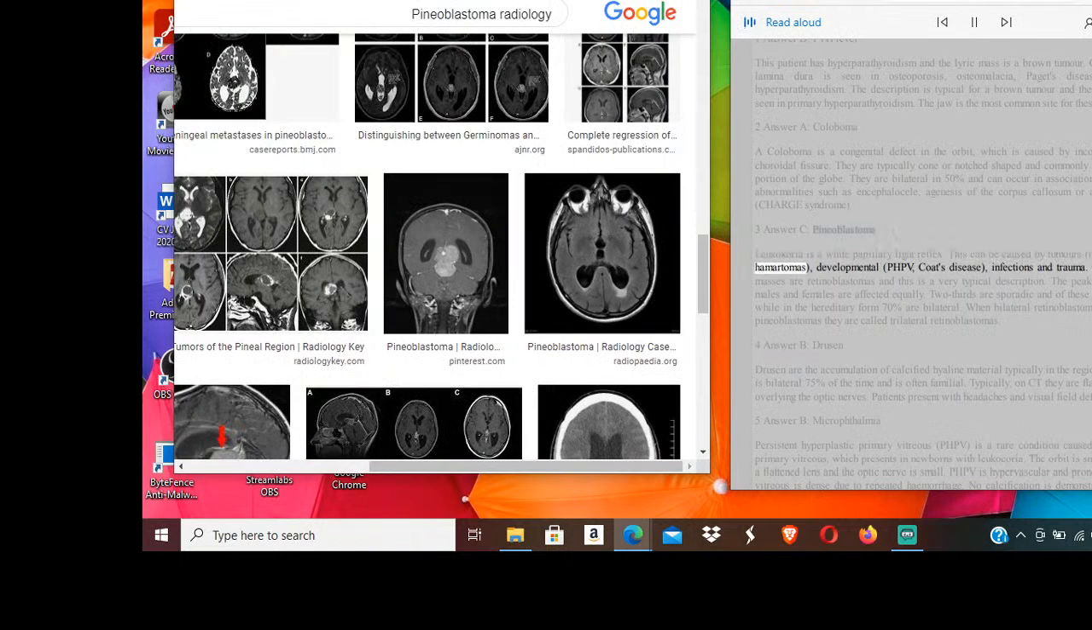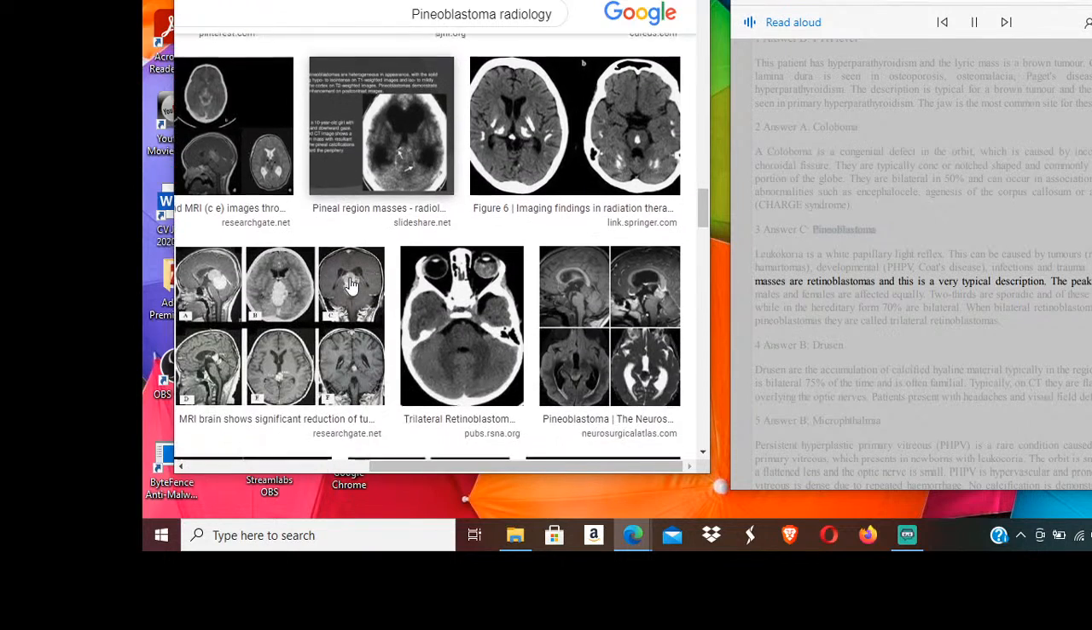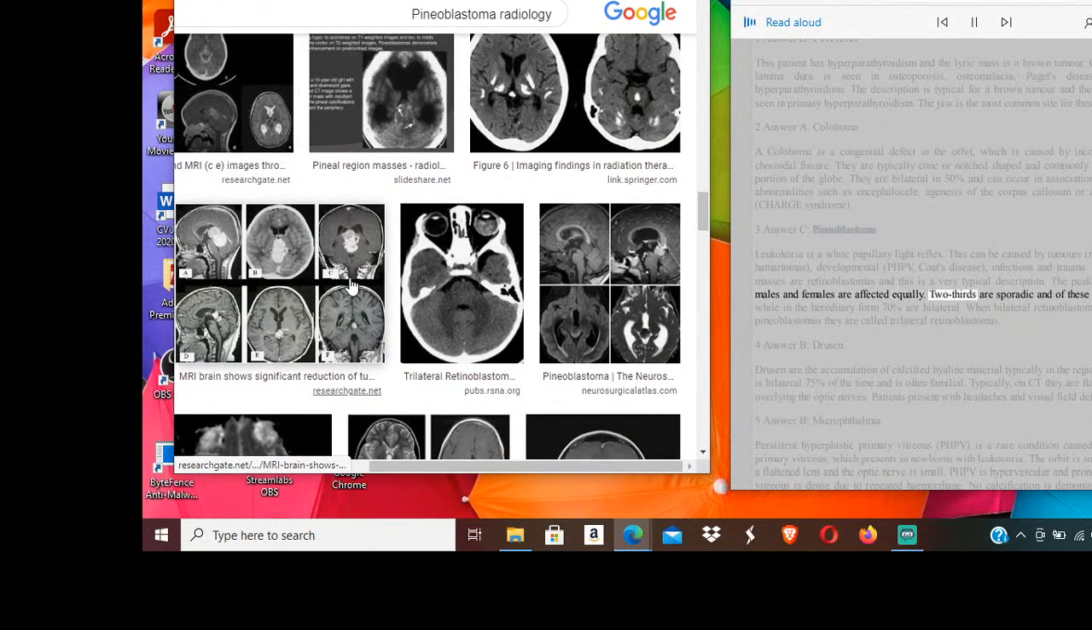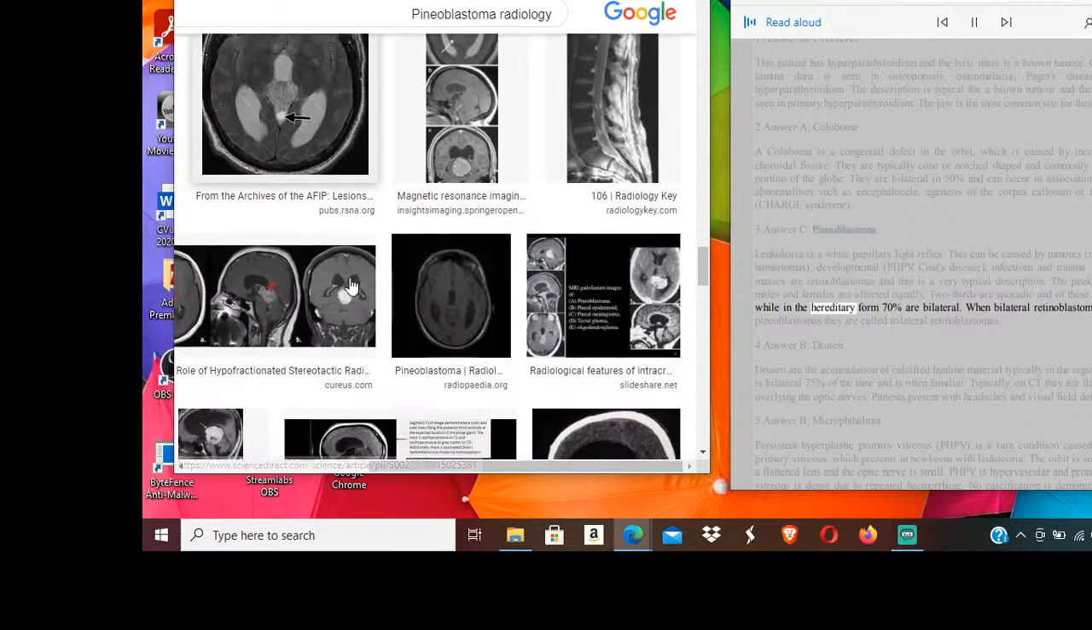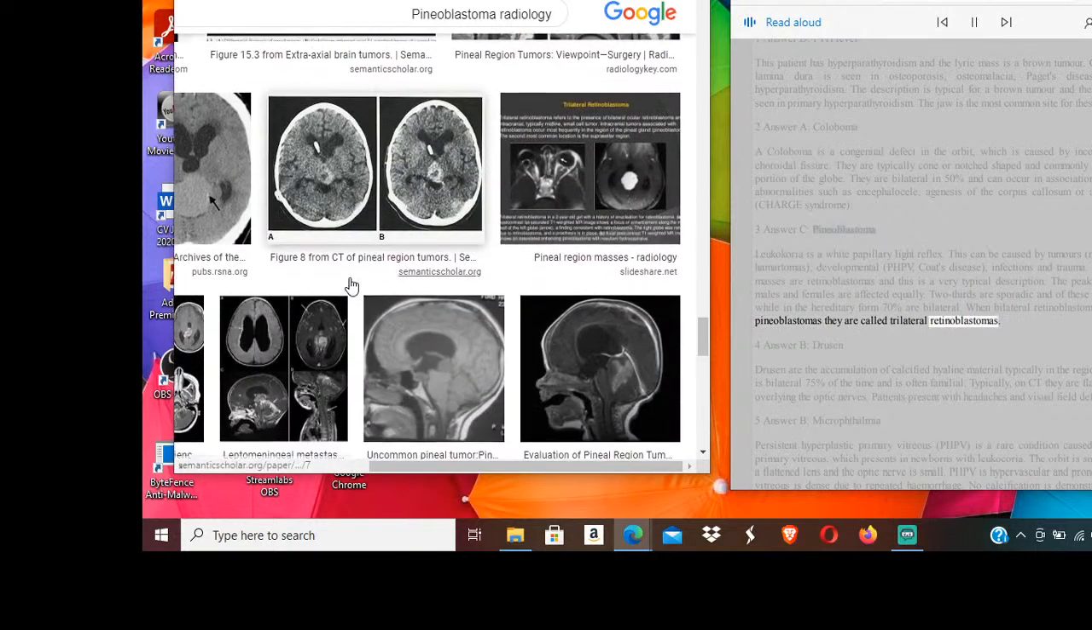Causes include tumors, retinoblastomas, retinal hamartomas, developmental causes, PHPV, Coats disease, infections and trauma. These bilateral orbital masses are retinoblastomas, and this is a very typical description. The peak age is 18 months and males and females are affected equally. Two-thirds are sporadic and of these only 30% are bilateral, while in the hereditary form 70% are bilateral. When bilateral retinoblastomas are associated with pineoblastomas, they are called trilateral retinoblastomas.